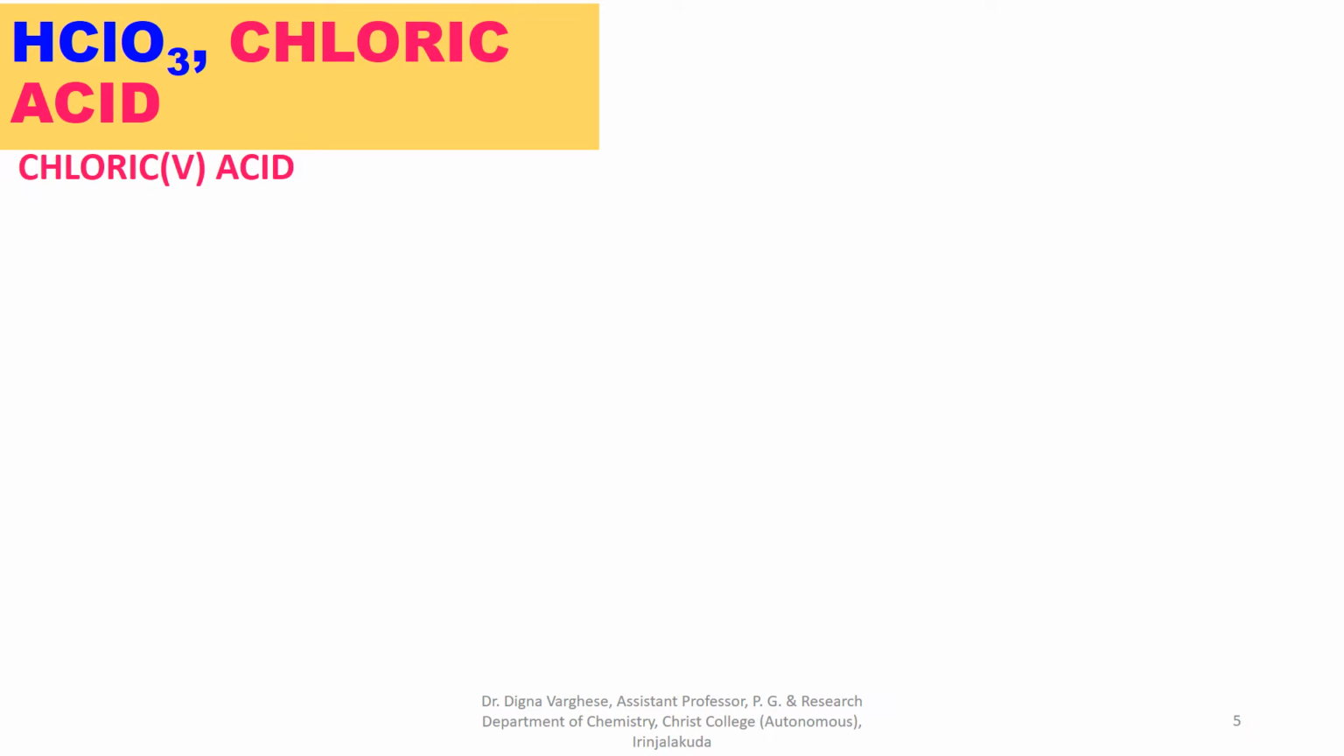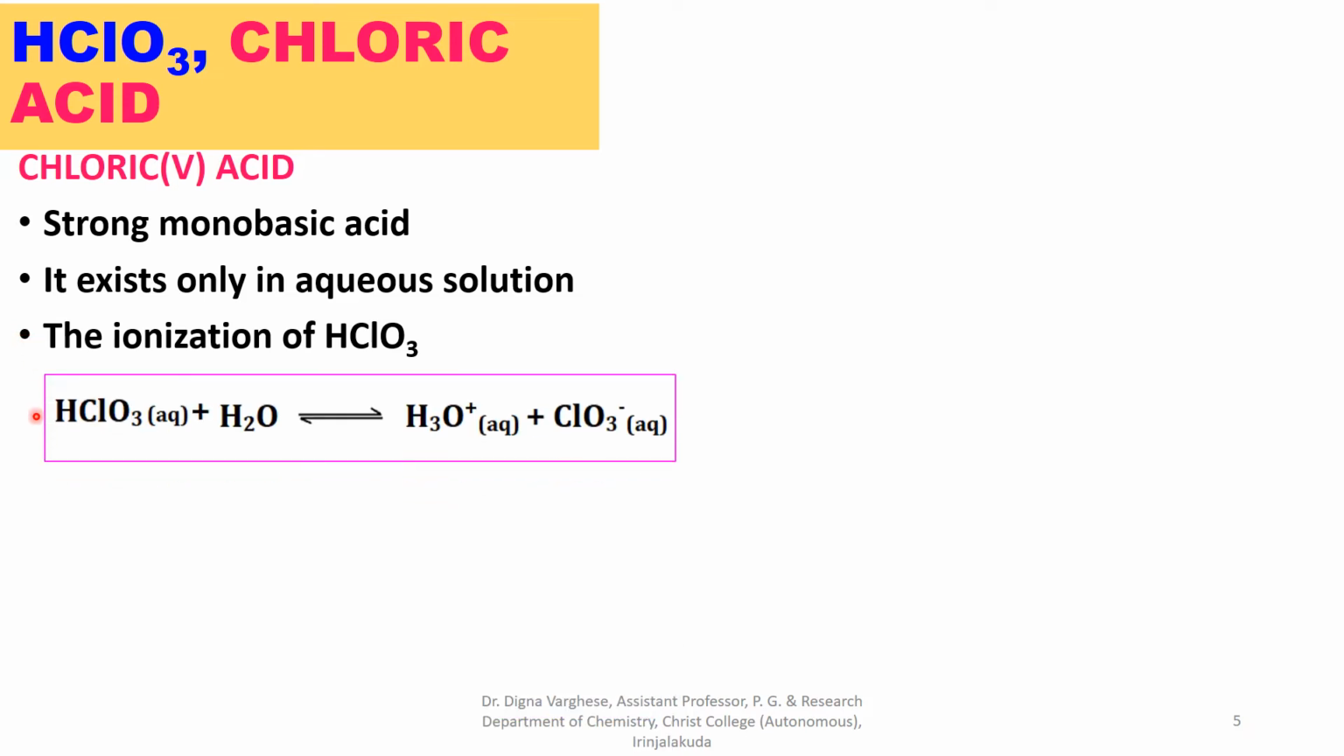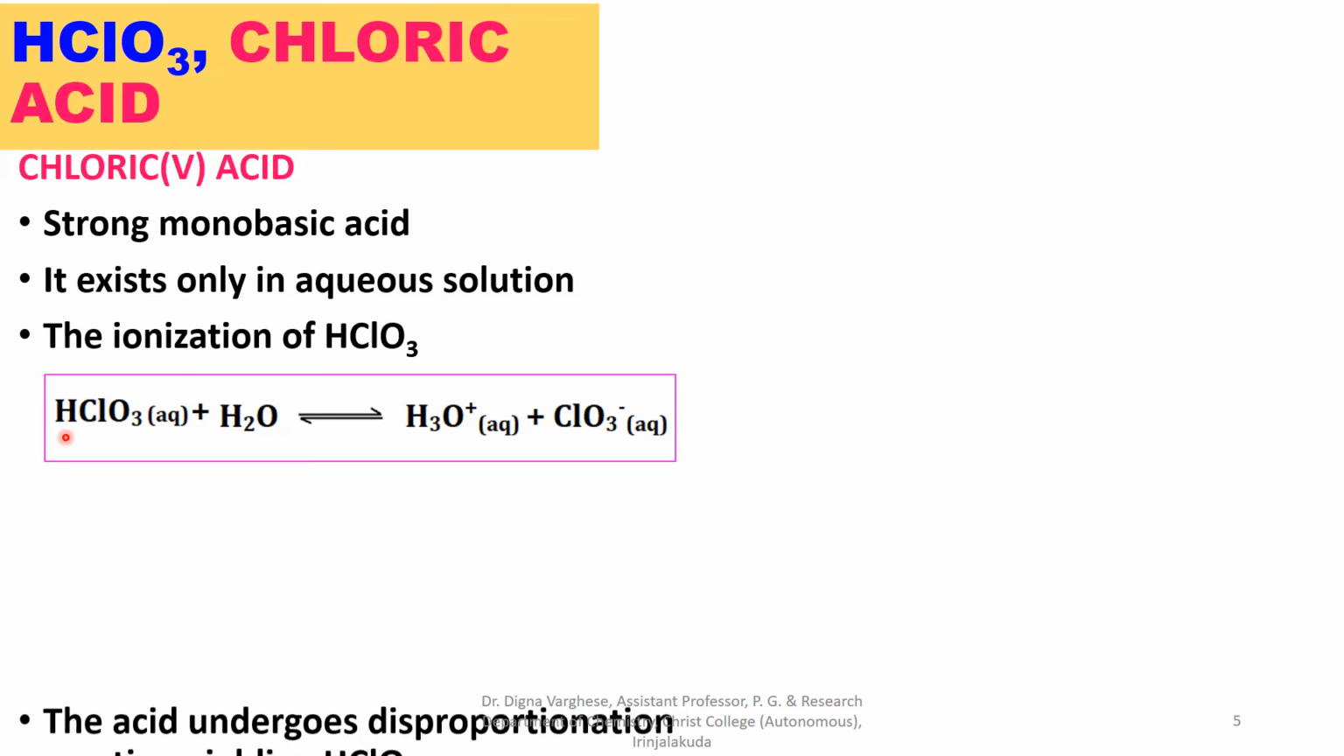Next one is chloric acid, that is also known as chloric(V) acid, in which the chlorine atom is in the +5 oxidation state. It is a strong monobasic acid. It exists only in aqueous solution, and the ionization of HClO3 is given as HClO3 in aqueous solution giving hydronium ion and ClO3 minus. So it acts as a monobasic acid. Only one hydrogen or a proton is donated to aqueous solution.